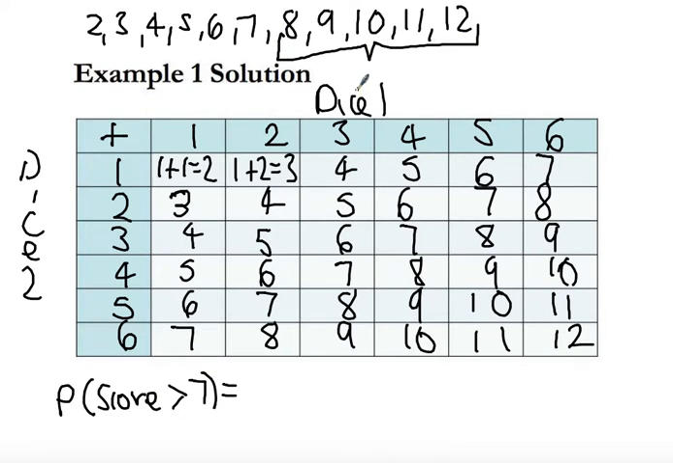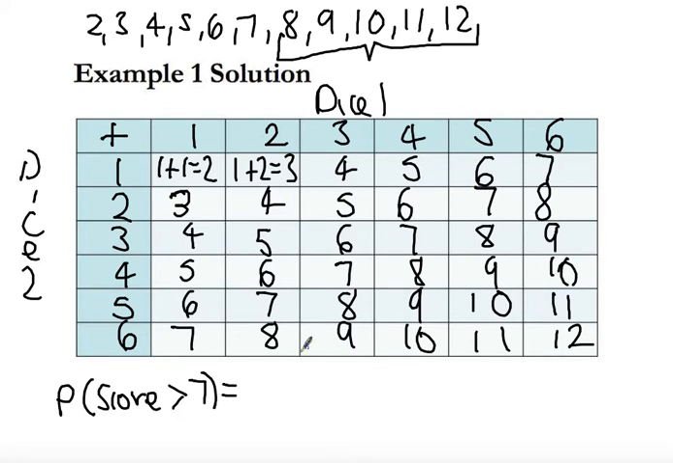It's 5 out of 12. Well, as we can see here, if I roll 2 dice, there's not actually 12 outcomes. There's 6 times 6, so there's 36 possible different outcomes.